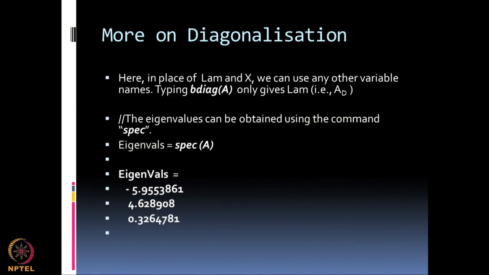Now, let us see what is the next thing. So, instead of getting all the eigenvalues and eigenvectors, suppose I just want the eigenvalues. Okay. So, when I type bdiag A, I got both lambda as well as the eigenvectors. Now, if I just say eigenvals is equal to spec of A, it gives me only the eigenvalues.